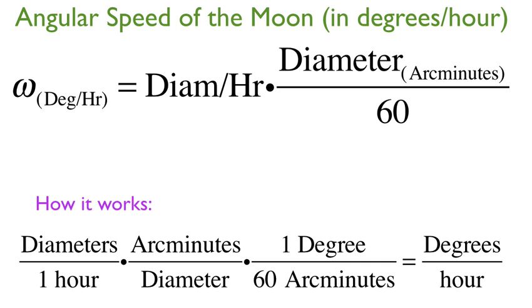The way the formula works is also by unit analysis. All the units we don't want cancel out and we're left with degrees per hour.